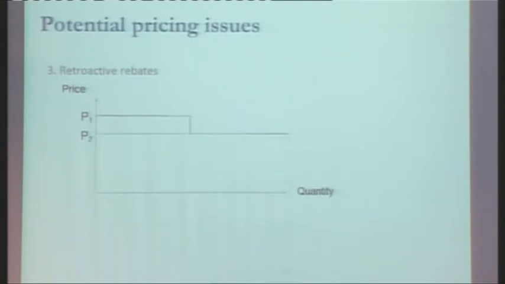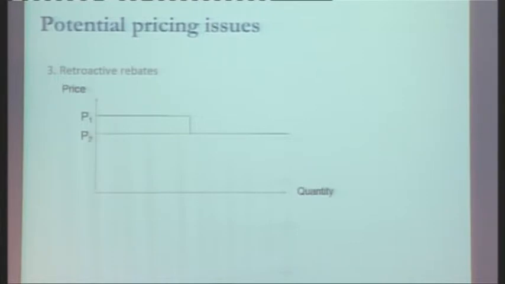Then my third example is the other type of volume-based rebates, what's called a retroactive rebate. So this is the situation where, again, on this graph, we have the quantity on the horizontal axis that the customer is buying, on the vertical axis, the price that they're paying. And if they buy up to a certain quantity, they pay the price P1.